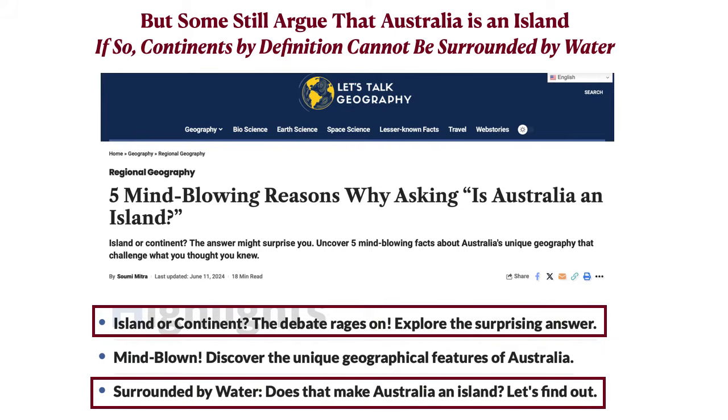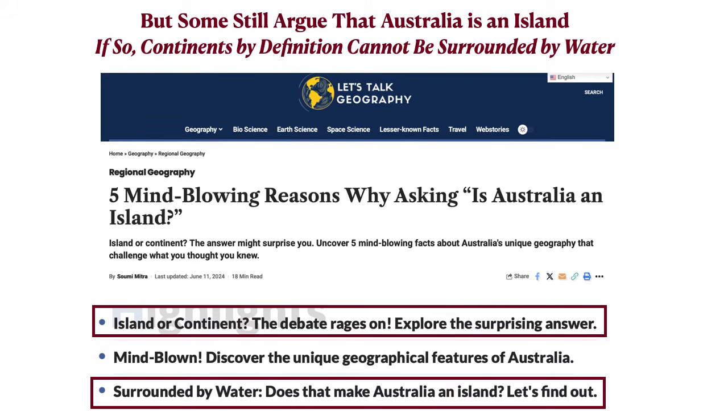Interestingly, though, there are some who regard this as controversial and argue that Australia is not a continent but is an island. I have here in the slide information from a website called Let's Talk Geography, and I don't want to denigrate this site. It has plenty of good information. In the article, whose headline I have here, and some information posted on this slide, it's not a bad article, but it doesn't begin in a very good way.